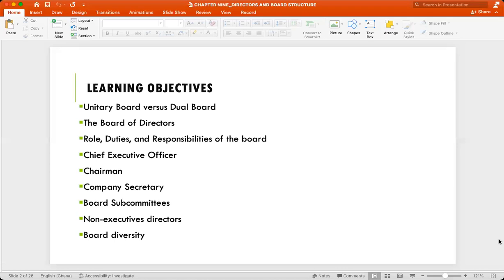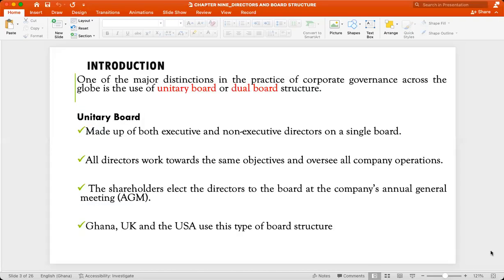So we'll be looking at the explanation of unitary board versus dual board, the board of directors, role, duties and responsibilities of the board, chief executive officer, chairman or chairperson, company secretary, board subcommittees, non-executive directors, and the concept of board diversity. Okay. Based on all the explanations that we've had, I think we can run faster. By now, you've understood most of the issues.